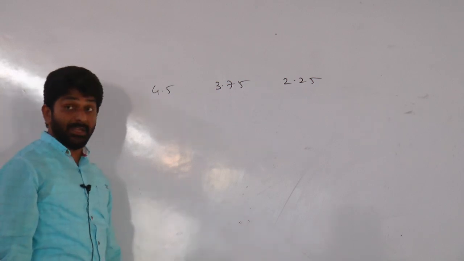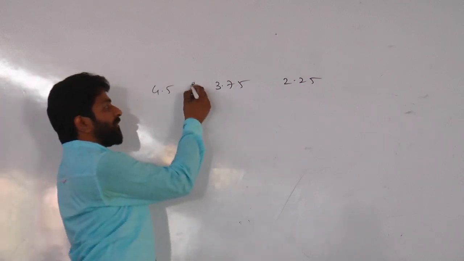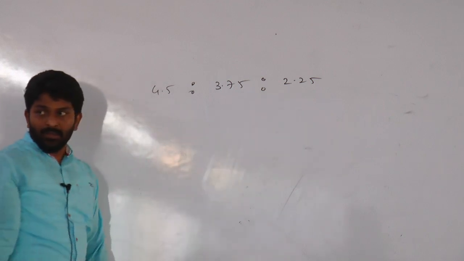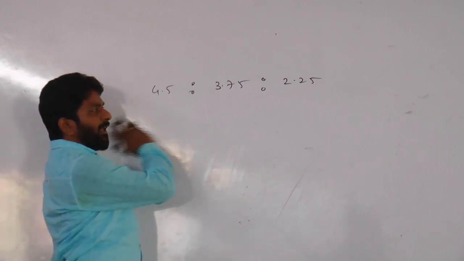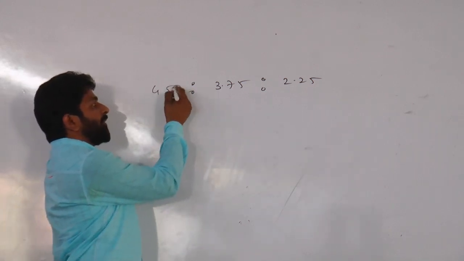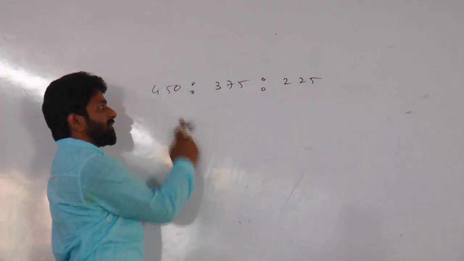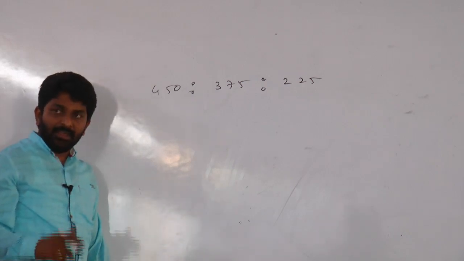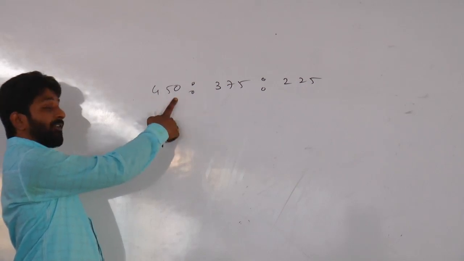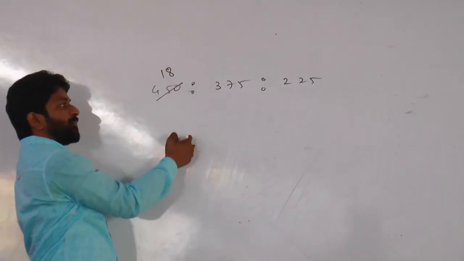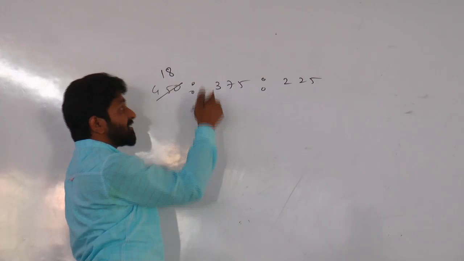Do you have any information about their time period? In the sense they were investing for an equal time period. In that case, profit sharing ratio will be equal to their investment ratio. Now you need to calculate this ratio here. Let me multiply every number with 100. 450, 375, 225. Cancellation with 25. In 450 you will have 18 times, in 375, 15 times, in 225, 9 times. Difference between these two numbers is 75.